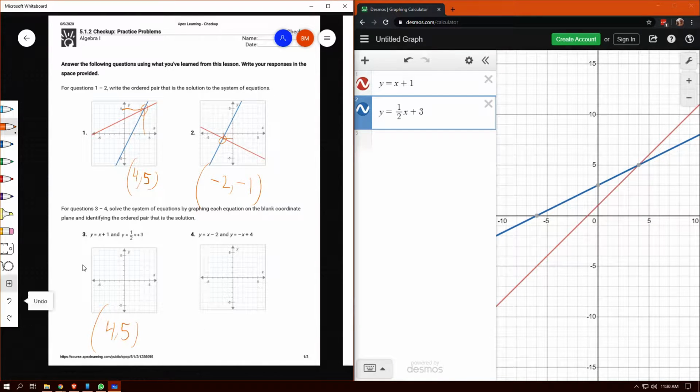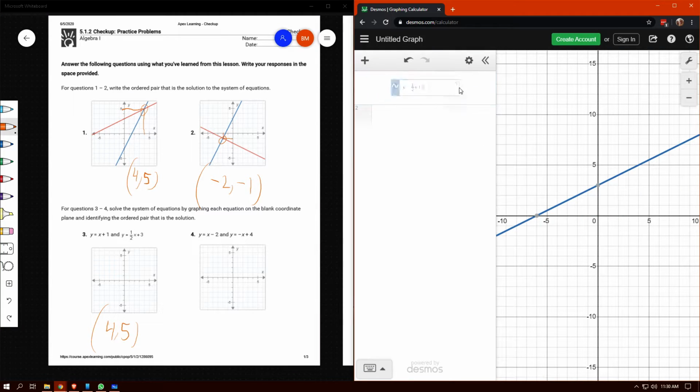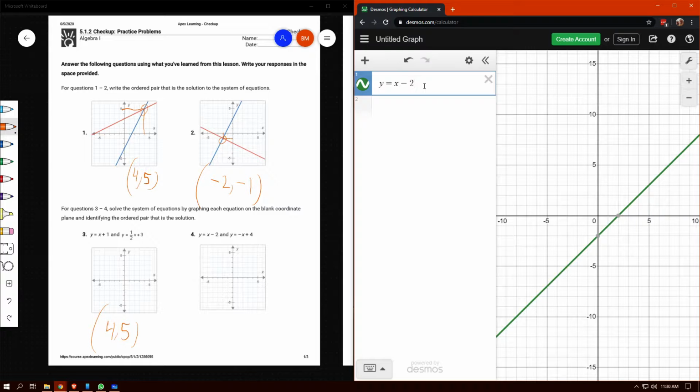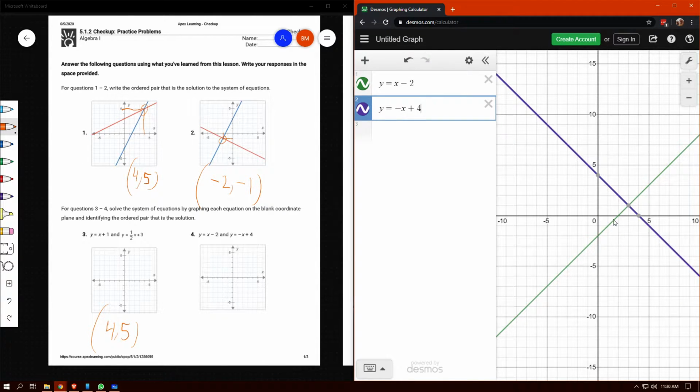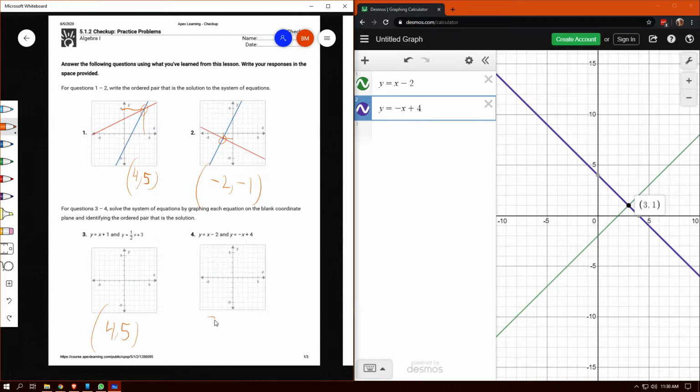Let's go to the next problem, 4. So y equals x minus 2, y equals negative x plus 4. And where do they intersect? Well, they intersect at (3, 1) right there. That's where the two graphs intersect. I hover over it, it gives me the ordered pair, and that is my answer.